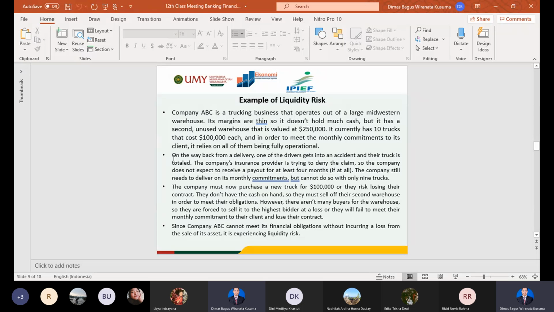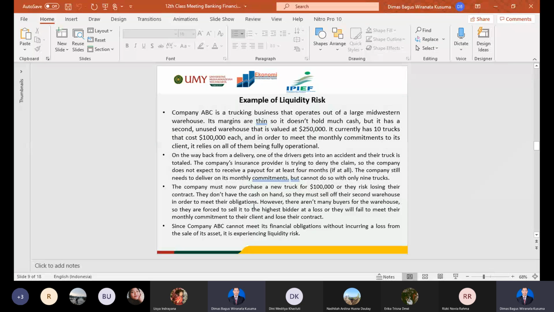Here the explanation is, on the way back from a delivery, one of the drivers gets into an accident. We continue the story: the truck is totaled. The company's insurance provider is trying to deny the claim, so the company does not expect to receive a payout for at least 4 months. With all this, the company still needs to deliver on its monthly commitment, but cannot do so with only 9 trucks. You see here, there's the problem of 1 truck totally unusable due to the accident. And the company must now purchase a new truck for 100,000, or they risk losing their contracts.